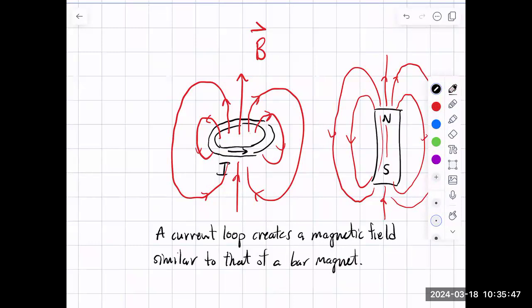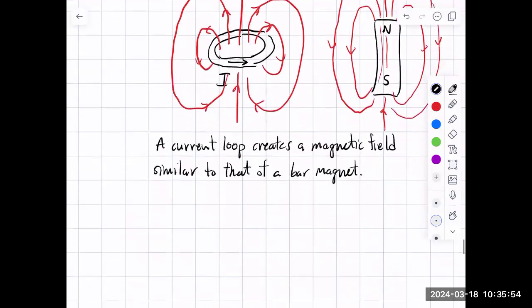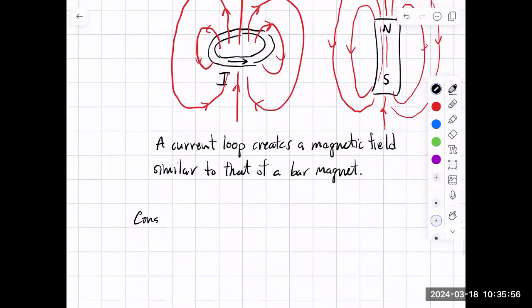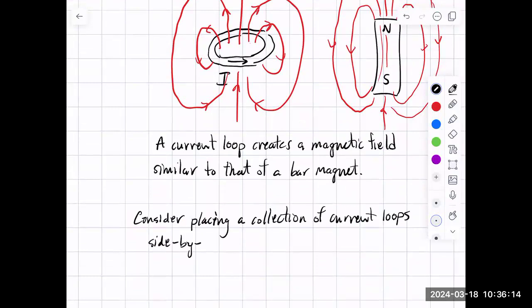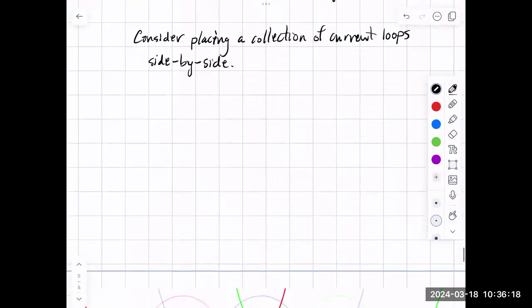The next thing I want to do is consider putting a bunch of these current loops side by side by side by side. Let's consider placing a collection of current loops side by side. And that's the figure that I wanted to get to.